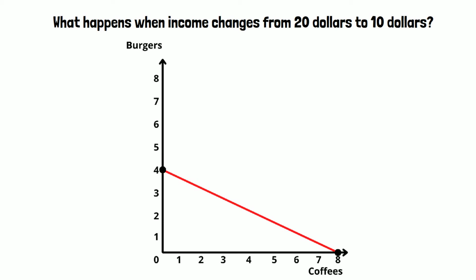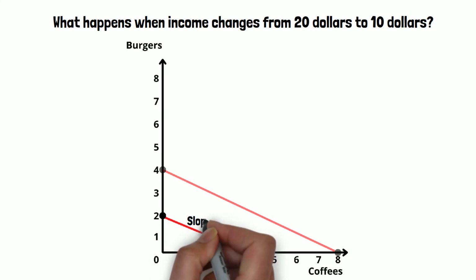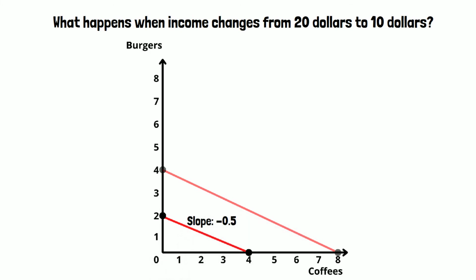Your income was $20, but it is now only $10. What happens to the graph? You can see that the budget constraint moves to the left, meaning that you are now only able to afford 2 burgers and 4 coffees. The slope of the budget constraint stays the same at minus 0.5, meaning that for every burger you give up, you can buy 2 additional coffees.